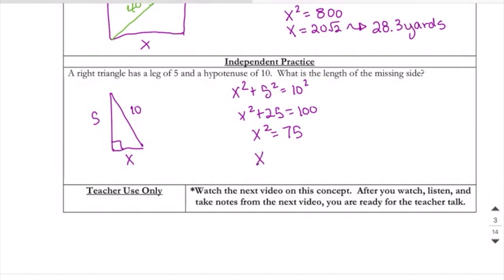Subtract your 25 over, take the square root of both sides, and we end up with x equals the square root of 75, which once you put into your calculator, you'll get 5 square root of 3.